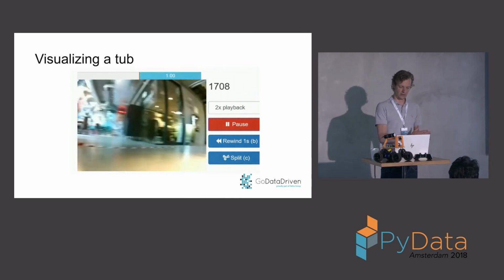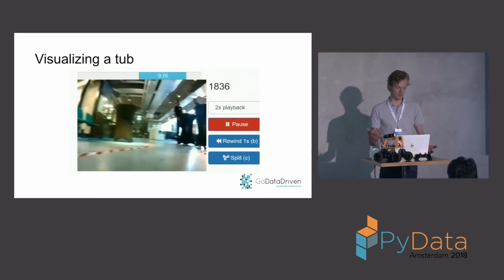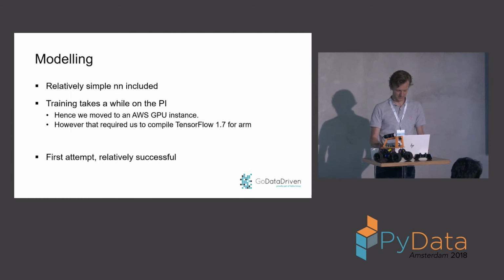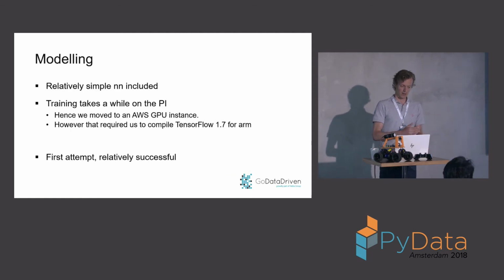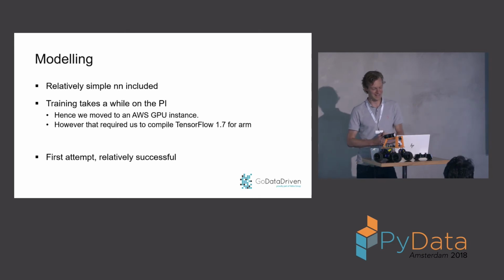So yeah, this is a great feature. The idea is you create multiple tubs, you train your model on top of one or more of these tubs, and then you're in business. You've trained your model. So like I said, also this is included. There's a simple neural net included. I think it's like a 5-layer neural net.